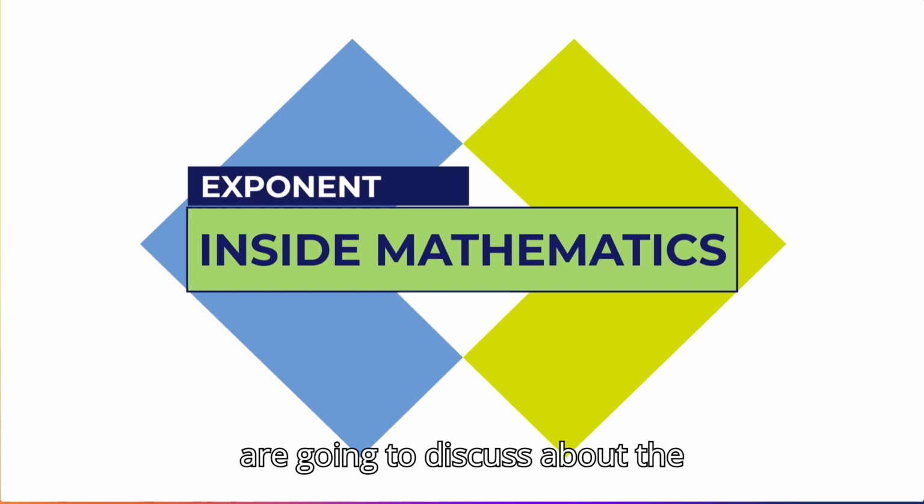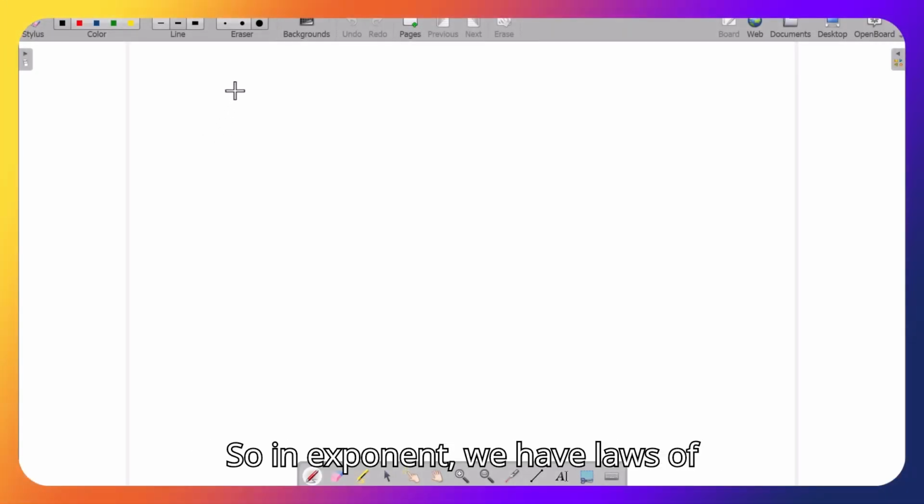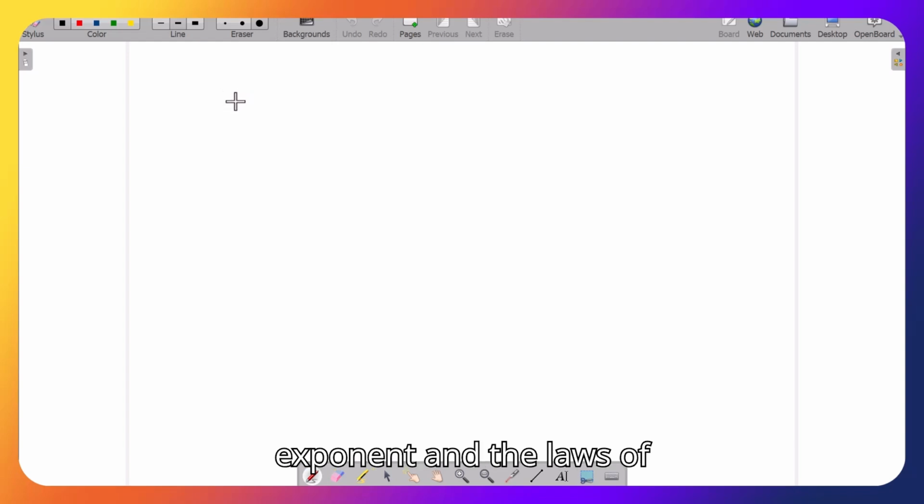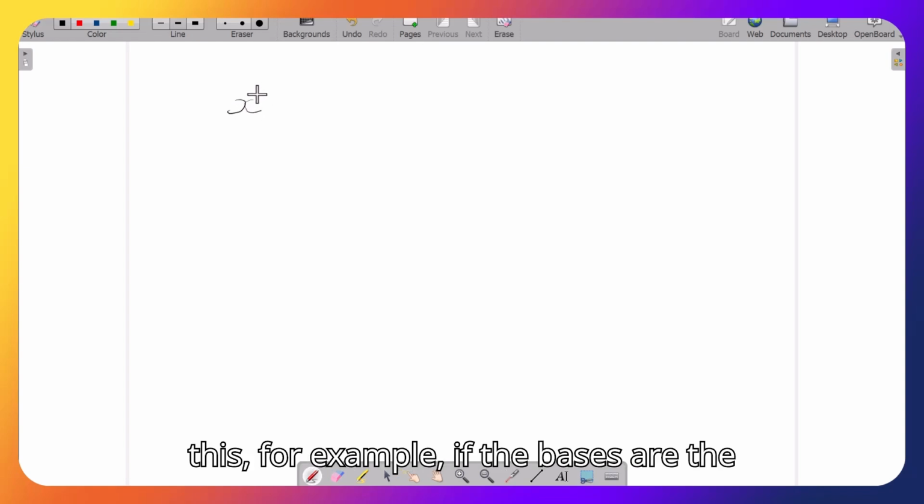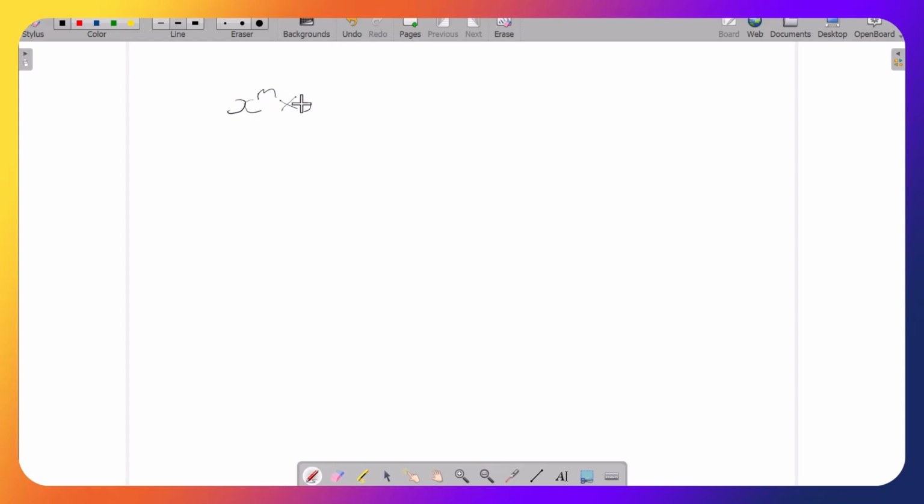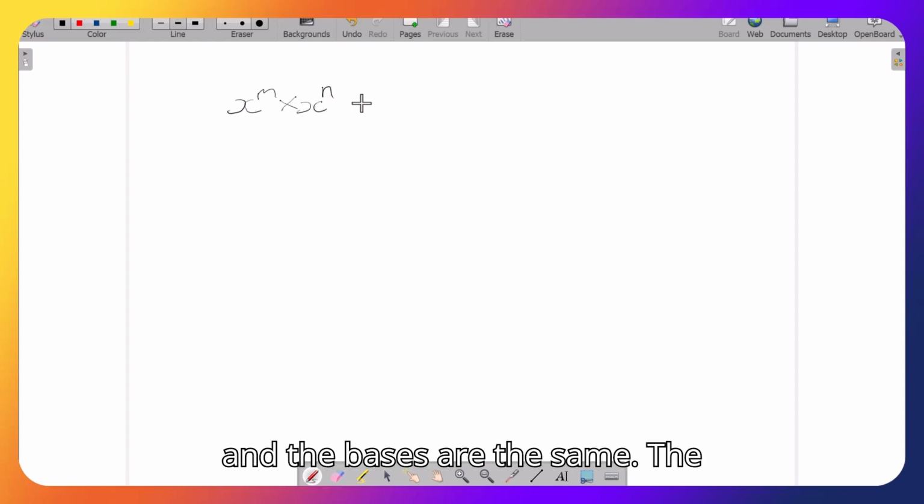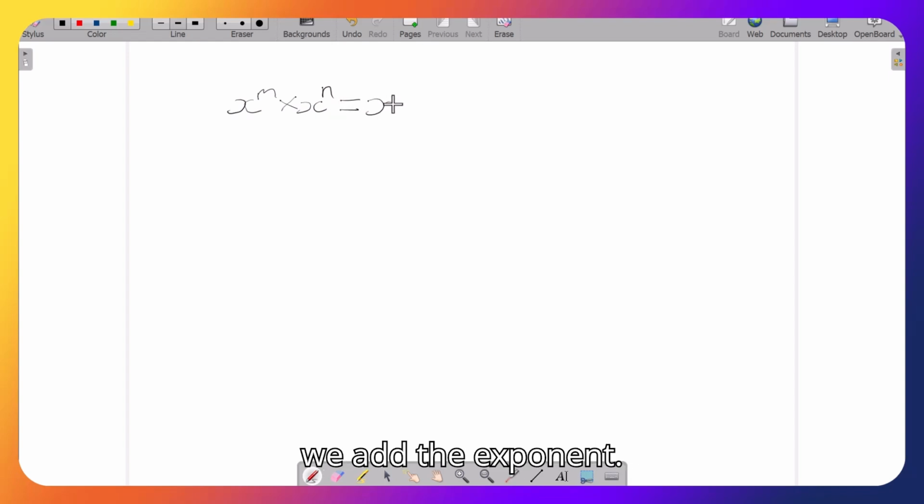And in this video we are going to discuss the exponent concept and the subject of formula, or transposition of formula. So in the exponent we have laws of exponent, and the laws of exponent start like this. For example, if the bases are the same, when we are multiplying and the bases are the same, the law of exponent emphasizes that we add the exponent.